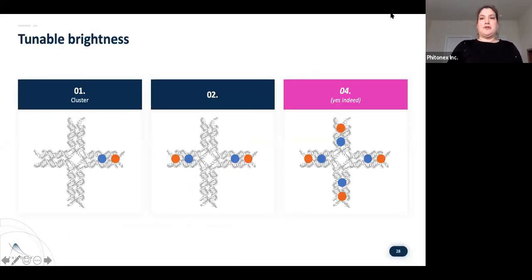So in terms of looking at the brightness, you can actually tune these. Our dyes are quite interesting because we are setting up these dyes by design, using specific fluorophores in these clusters and setting up the FRET distance by which they're fluorescing. You can have them tunable with one, two, or even four clusters. And so the brightness is really specifically tunable for your experiment.